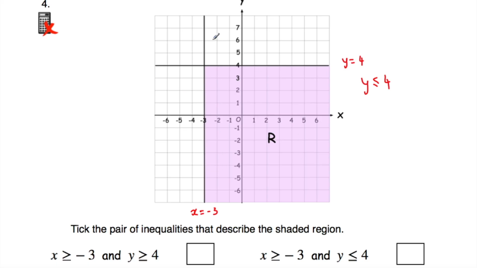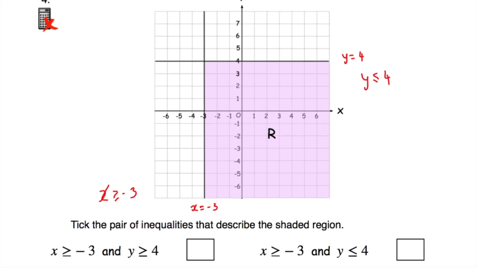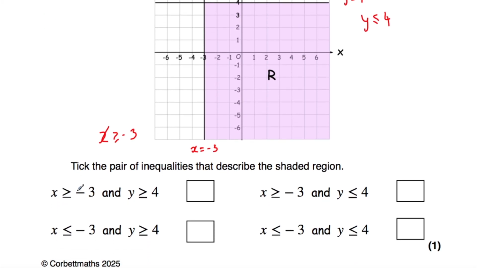And then in terms of all these points to the right of the vertical line, well, that would be the values of x that are bigger than or equal to -3. So x is bigger than or equal to -3. So that means our inequalities would be, well, because all the heights are 4 or below, it's y is less than or equal to 4. And because all the x coordinates are bigger than or equal to -3, it'd be x is bigger than or equal to -3. So let's pick that inequality. So x is bigger than or equal to -3, but y is less than or equal to 4. So it'd be this one here. We've been asked to tick the pair, so that's it. x is bigger than or equal to -3, but y is less than or equal to 4.